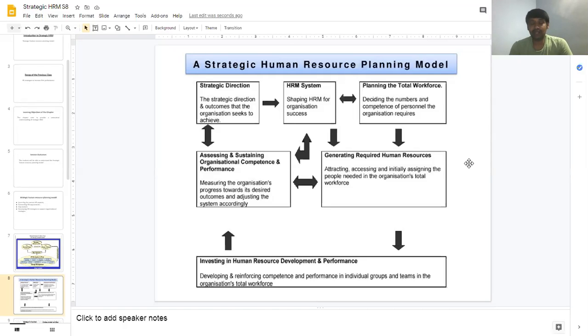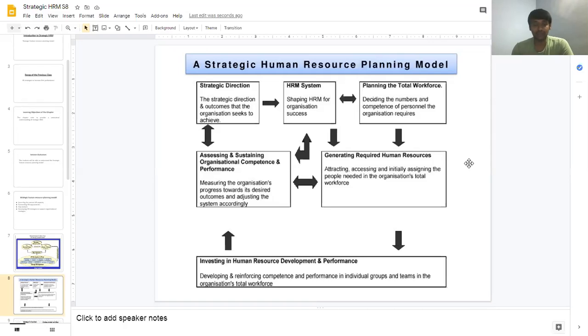This has been already explained in the previous videos and slides as well. First, at the top level, the strategies will be set, and various ideas and plans will be set by an organization. It will lead to the HRM system, and human resource managers have to shape the activities of the HRM for the organization's success. Then he has to plan in a better manner the total workforce required for the accomplishment of the particular task. Then it will lead to generating required human resource.